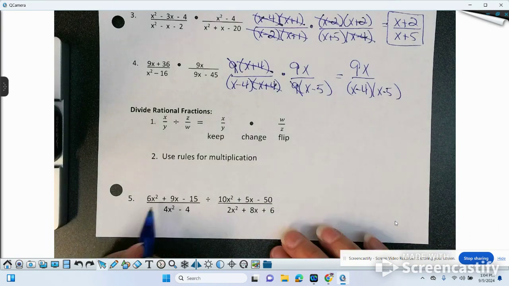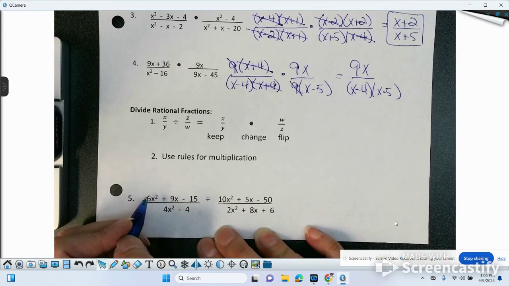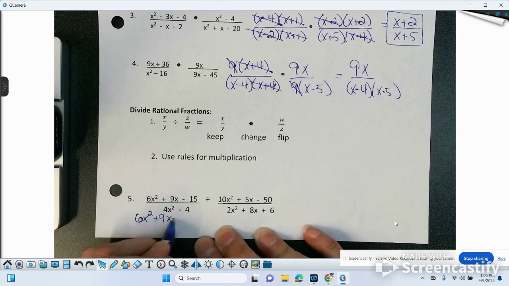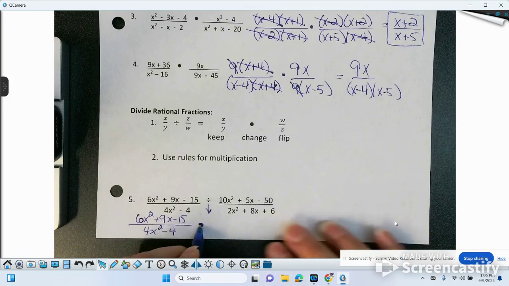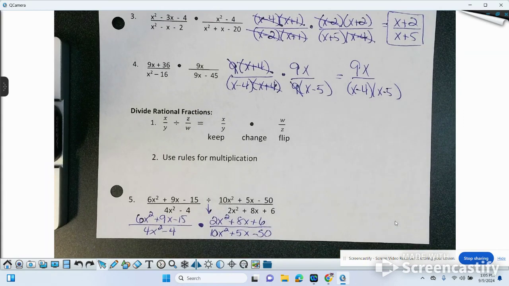This one is going to reduce down. Well, I would write this whole problem right here, right? 6x squared plus 9x minus 15 divided by 4x squared minus 4. But I'm going to change that division to multiplication, and then I'm going to flip this over as the reciprocal because I multiply by its reciprocal. Or you change, flip, if you've learned it that way. But we don't do division of fractions. We multiply by the reciprocal.